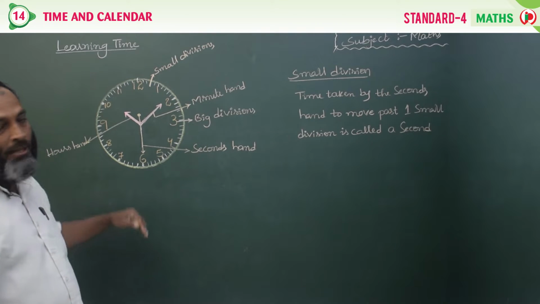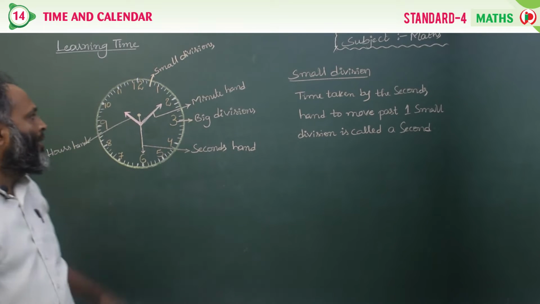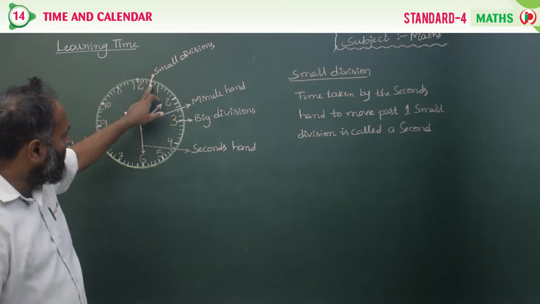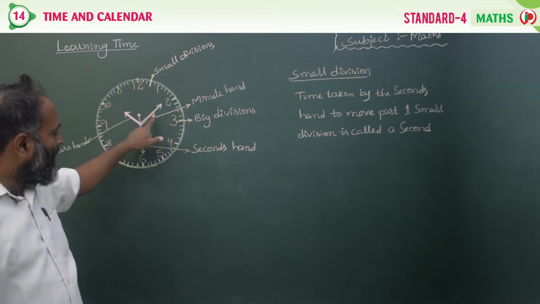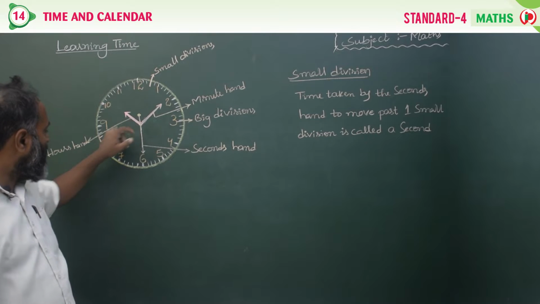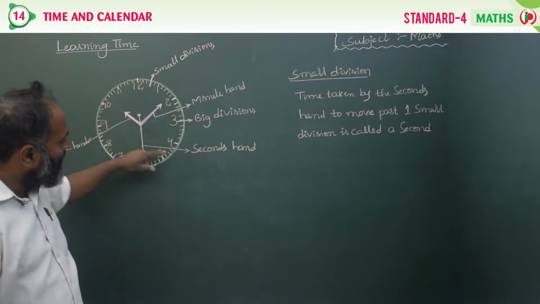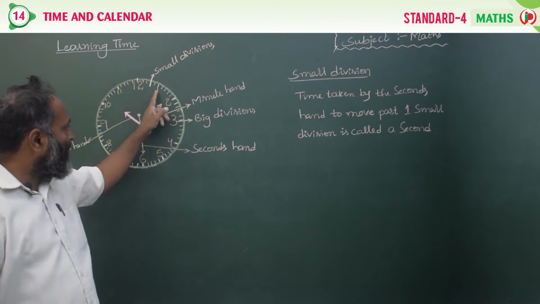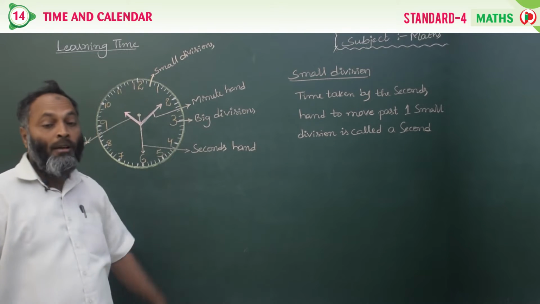Now see students, in learning time he has given the clock. This is the complete clock. These are the small divisions in a clock. This big hand is the minute hand, this small hand is the hours hand, and one more thin hand is there, that is the seconds hand. And these numbers, 12, 1, 2, 3, 4, 5, 6, 7, 8, 9, 10, are the big divisions.